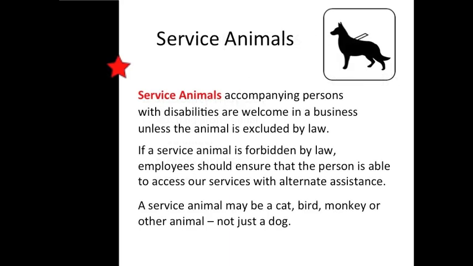Service animals. Service animals accompanying persons with disabilities are welcome in a business unless the animal is excluded by law. For example, in a place where food is prepared or stored. If a service animal is forbidden by law, employees should ensure that the person is able to access our services with alternate assistance. A service animal may be a cat, bird, monkey, or other animal, not just a dog.